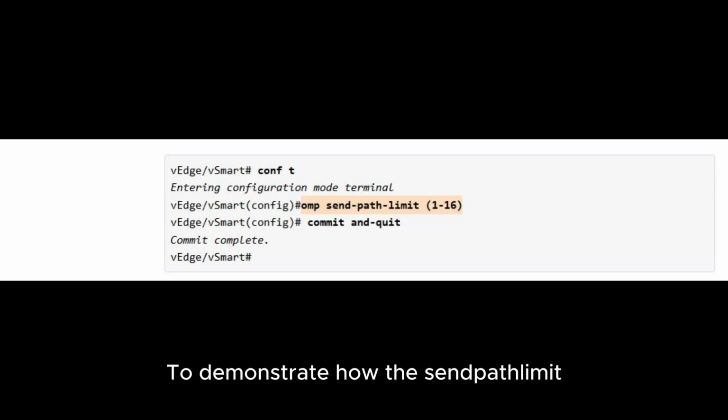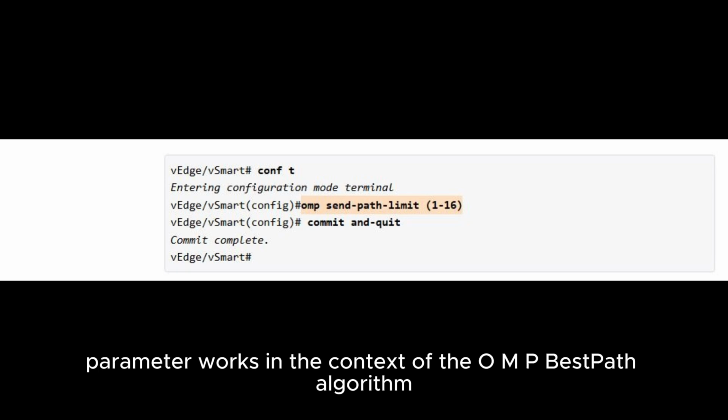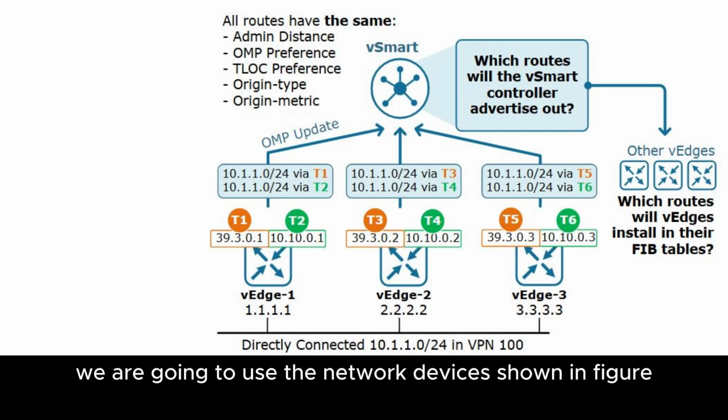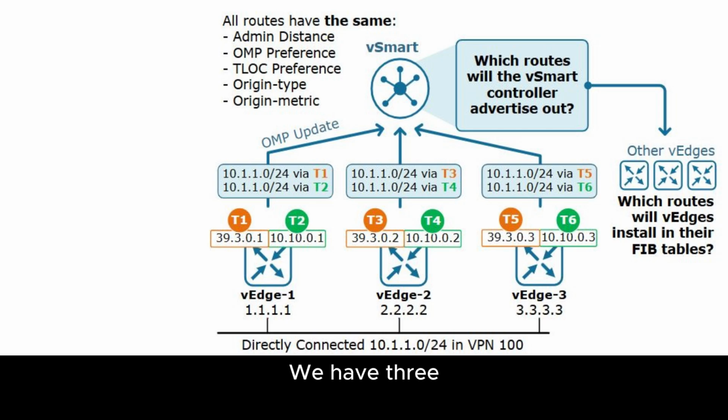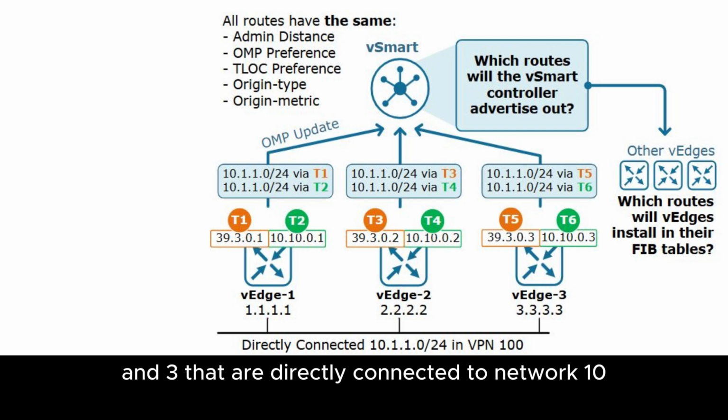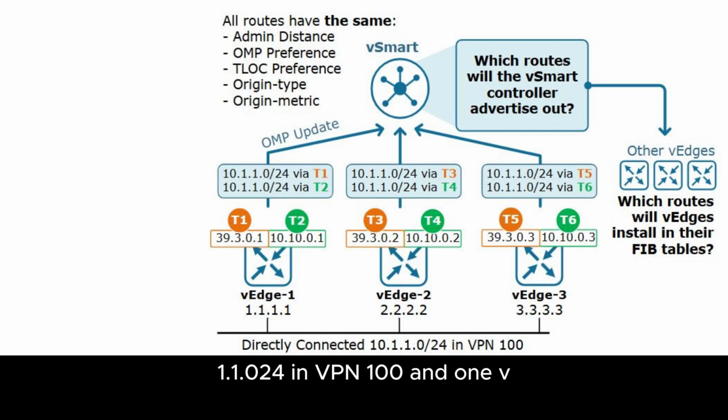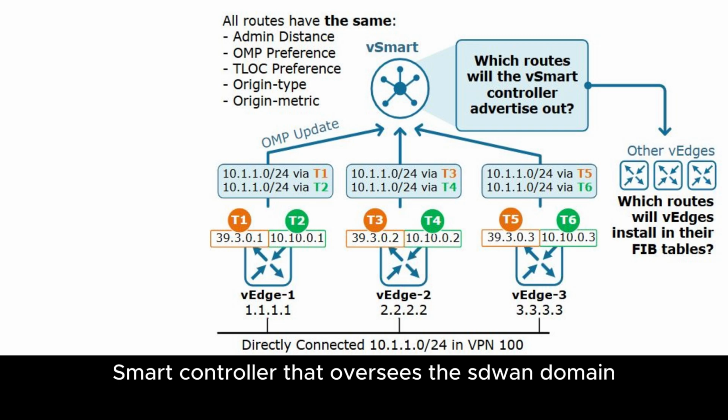To demonstrate how the send-path-limit parameter works in the context of the OMP best path algorithm, we are going to use the network devices shown in the figure. We have 3 vEdge routers, vEdges 1, 2, and 3, that are directly connected to network 10.1.024 in VPN 101, and a vSmart controller that oversees the SD-WAN domain.